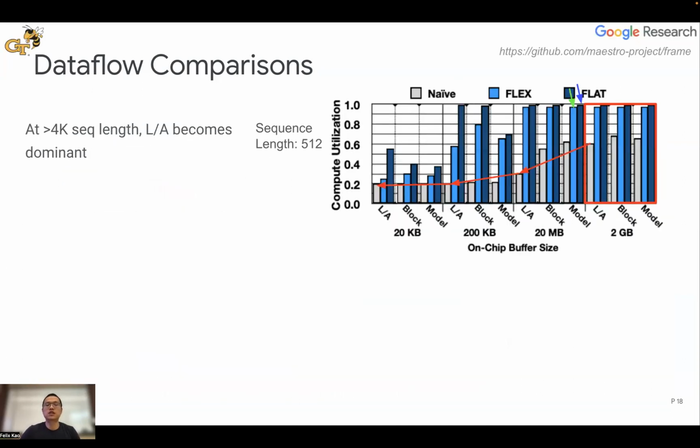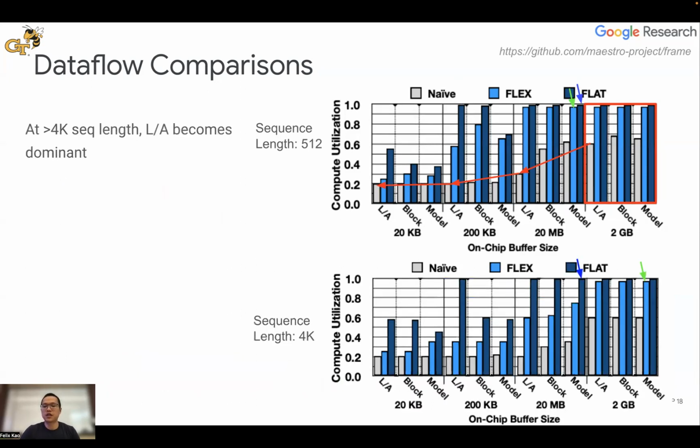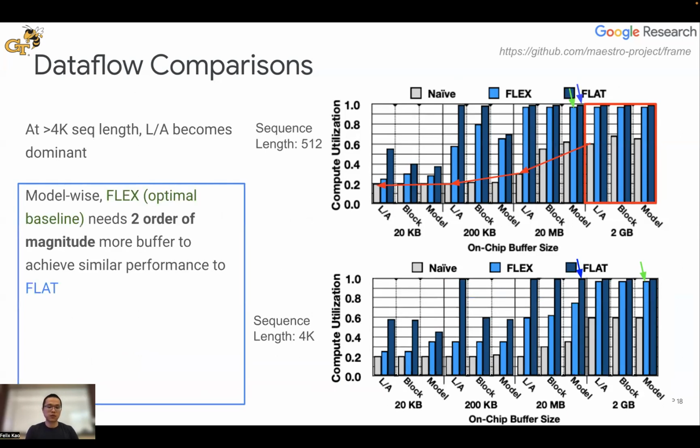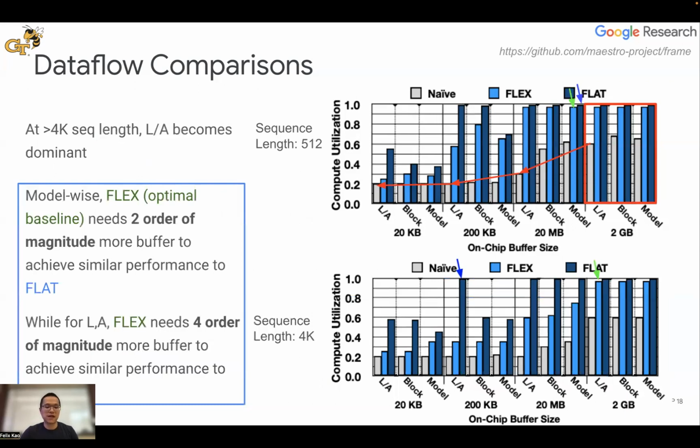However, when we start to increase the sequence length, for example over 4K, you can see that even for model-wise performance, flex, the optimal baseline, needs 2 orders of magnitude more buffer to achieve similar performance to flat. And if we only focus on larger 10, flex even needs 4 orders of magnitude more buffer than flat.